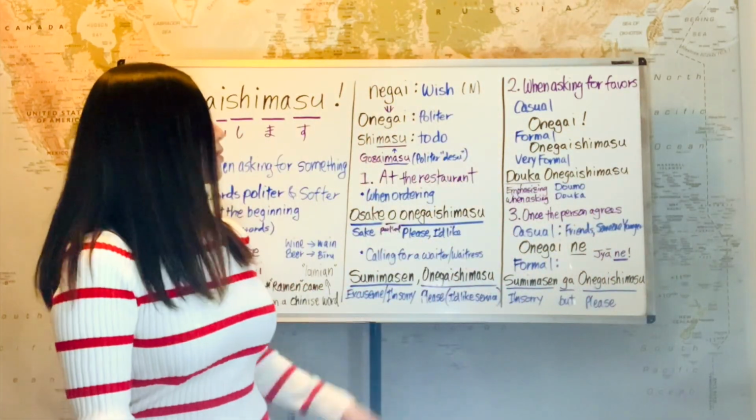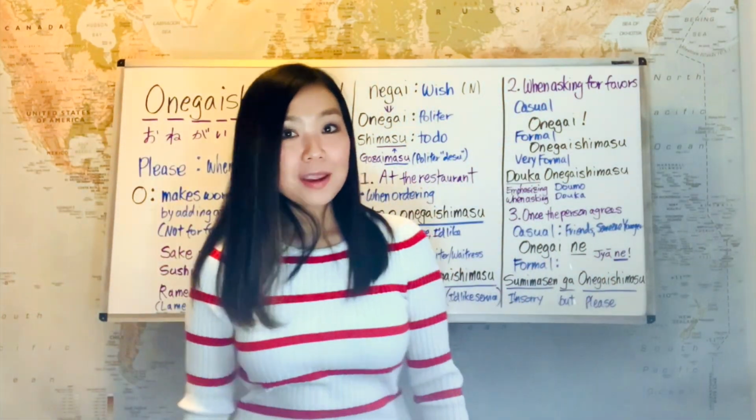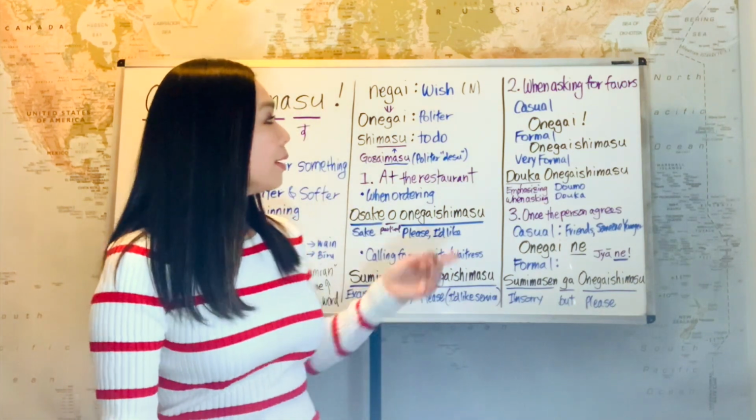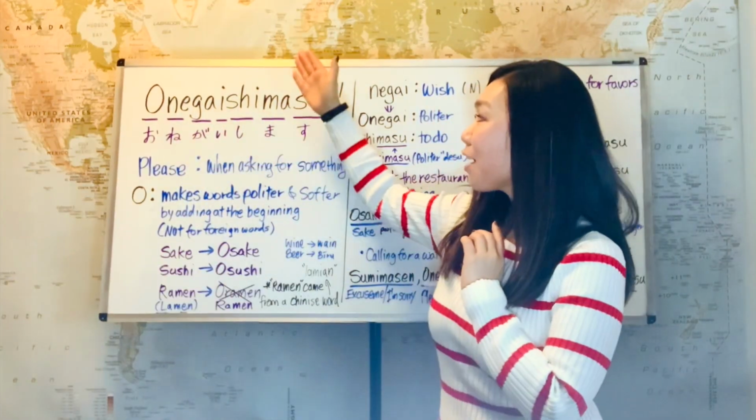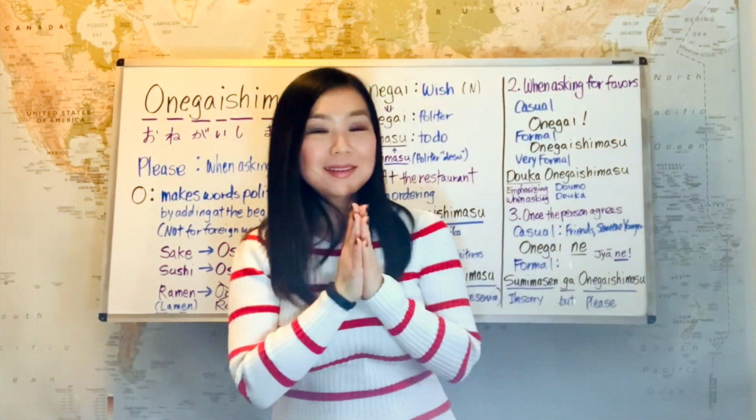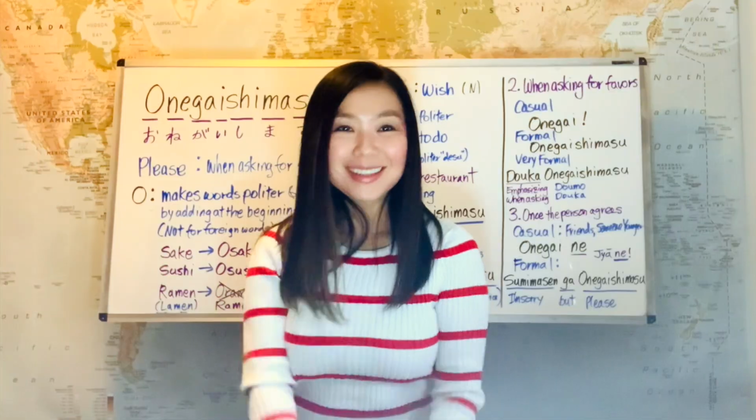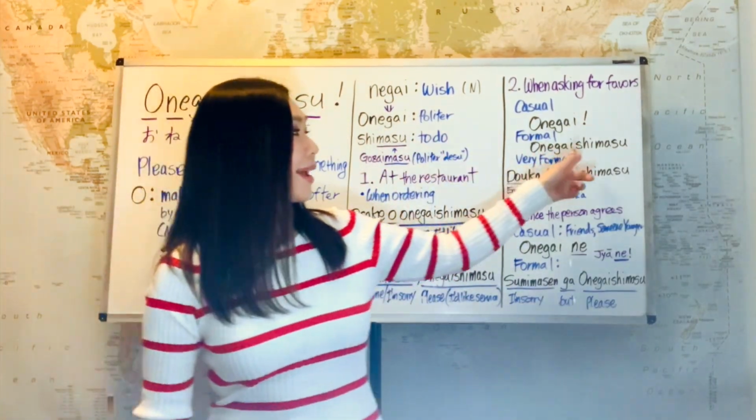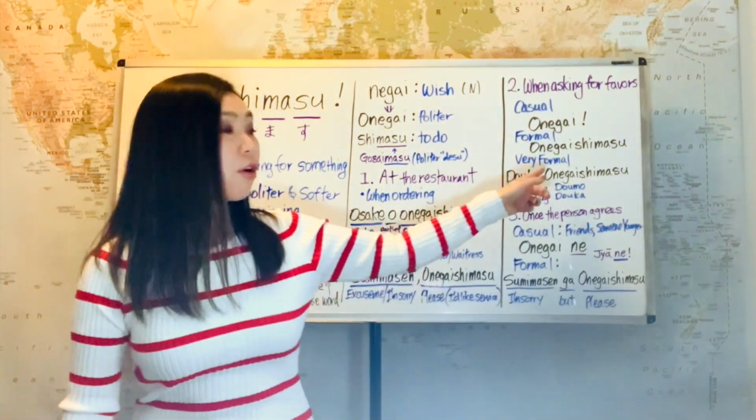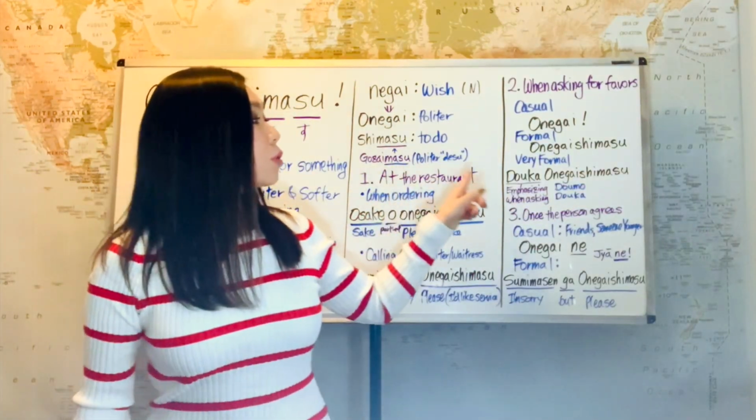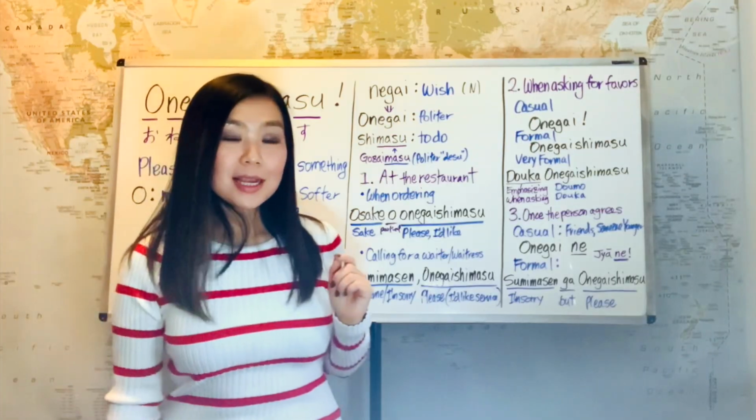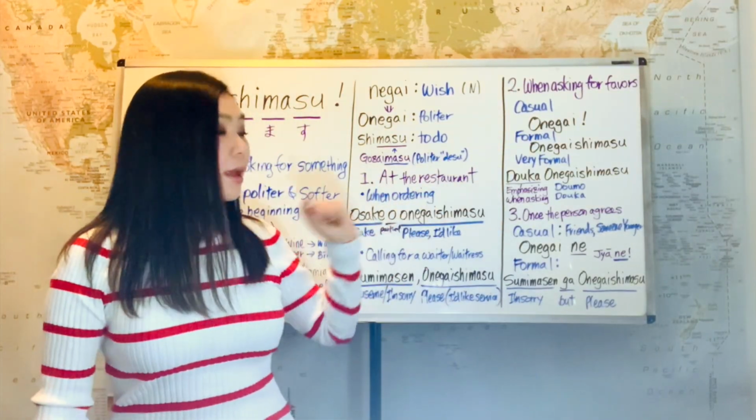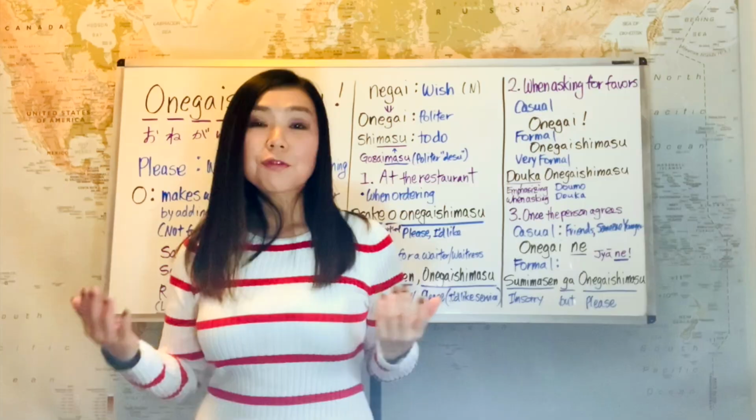And the second example is when asking for a favor. In a casual way, you're just gonna say onegai. Well, this is just the first half of onegaishimasu. Onegai literally means wishes. In a formal way, onegaishimasu. And in a very formal way, we say douka onegaishimasu. Douka is an emphasizing word, and we use it when asking for something or asking for a favor.